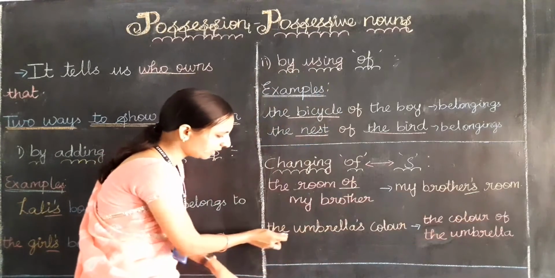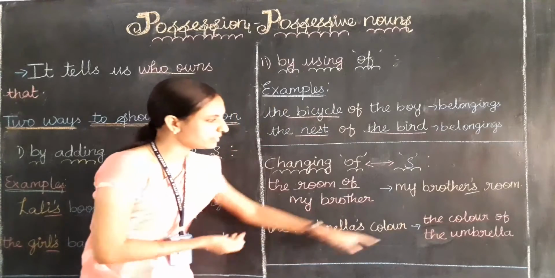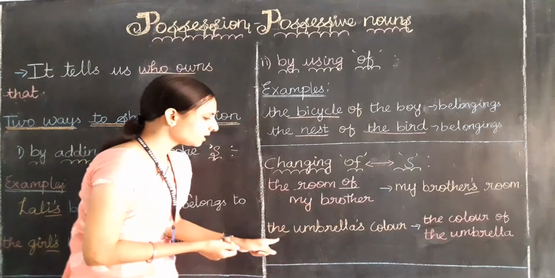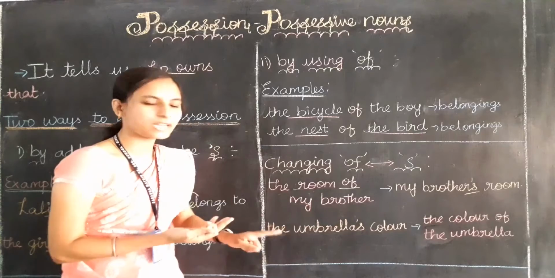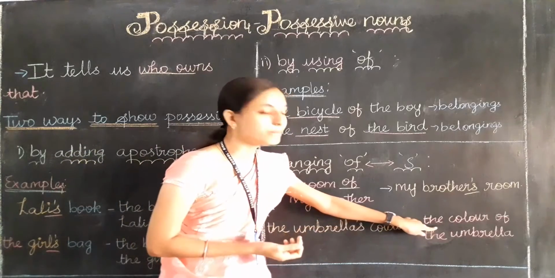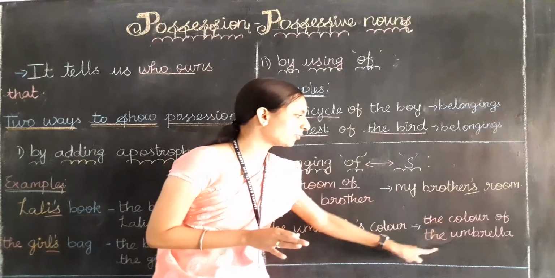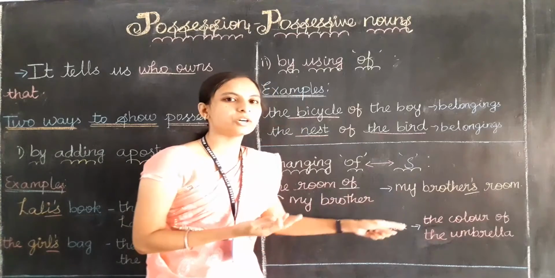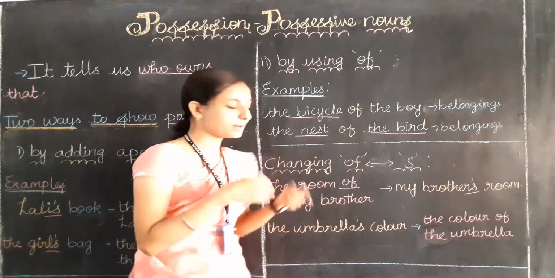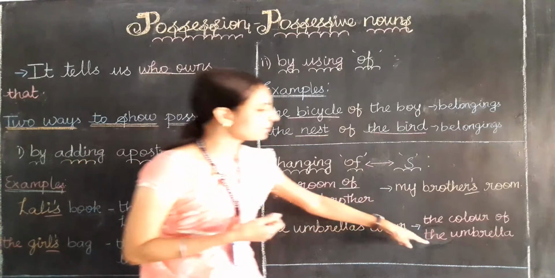Here, if the phrase starts with "the", we write "the". If it starts with "my", we use "my" only. The color of the umbrella, the color of my brother. So if I have written "my", I will write "my" only.